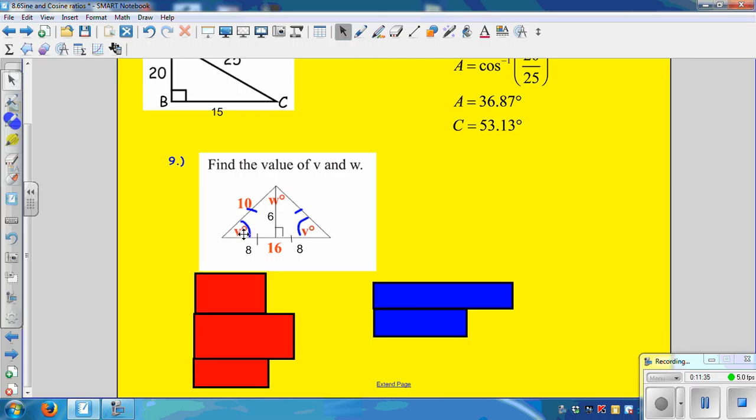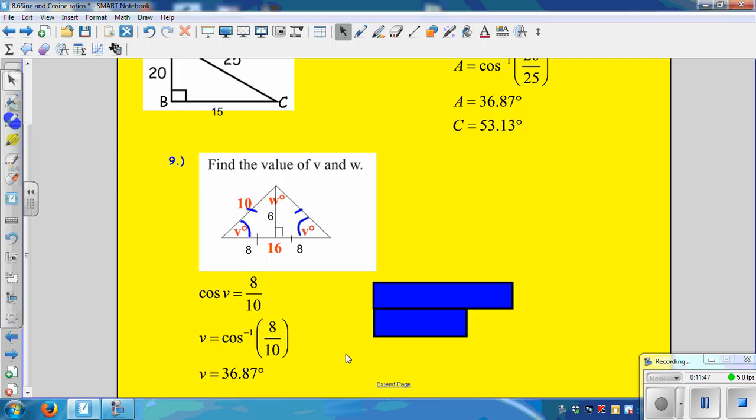Angle V can be done with any of the trig ratios using 6, 8, or 10. So I've chosen to do cosine. So cosine of V is 8 over 10. Cosine inverse, and that's 36.87. You'll notice that it was not necessary to use the height of 6 or the altitude of 6 to do any of the work that I did here, but it is helpful extra information in case you see the problem a different way and want to use the trig for it.